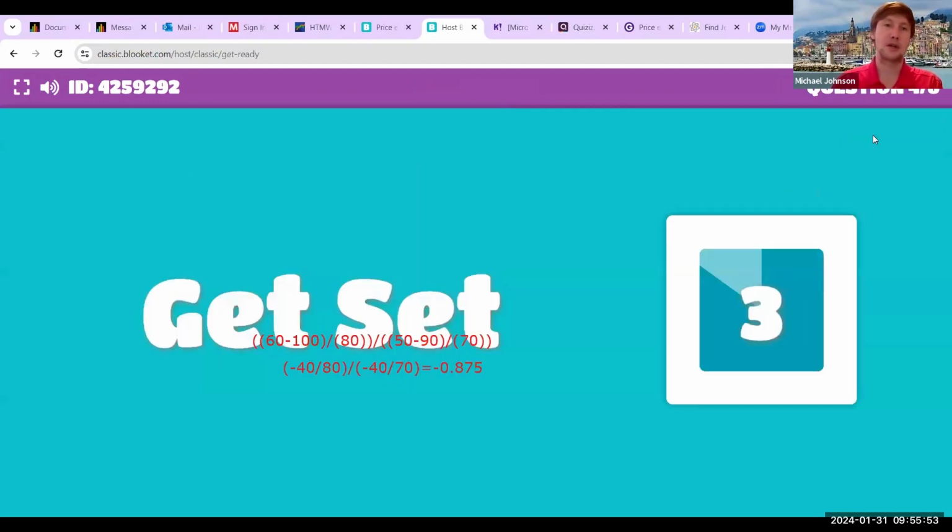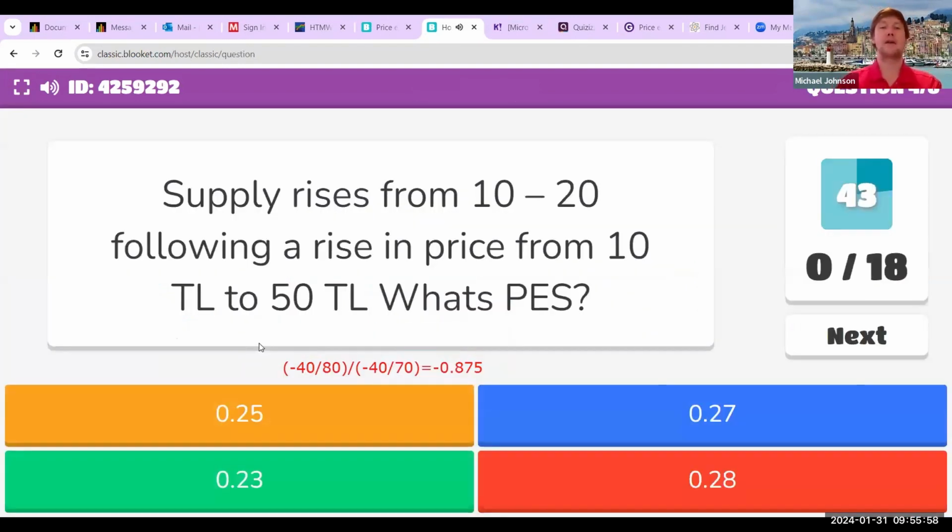So let's do the next one here. I put in the chat the solution for this, so use that to do this one. Supply rises from 10 to 20, following a rise in price from 10 to 50. What is price elasticity of supply? So just use what I did for the last question, and that's the best guide.